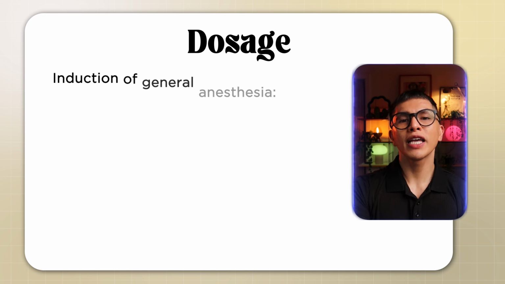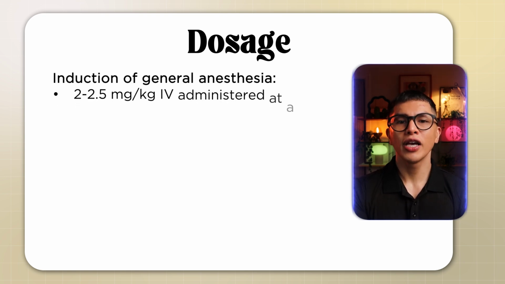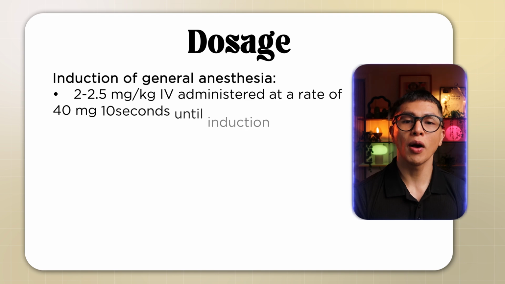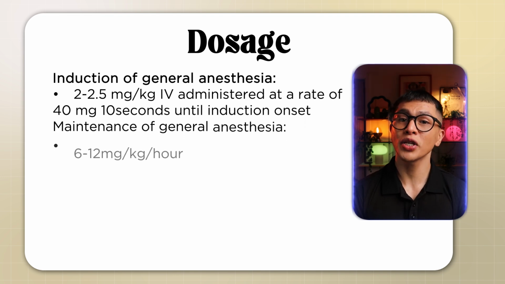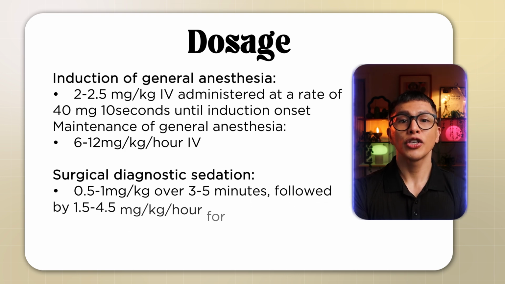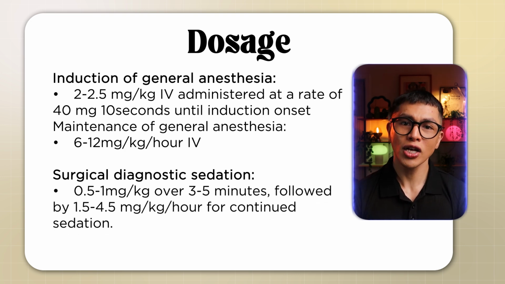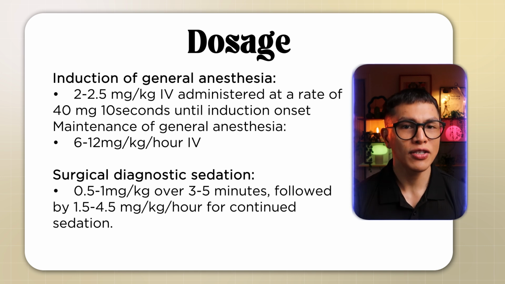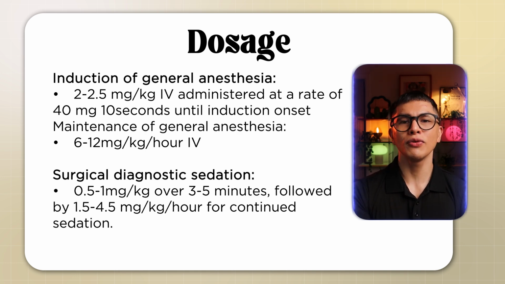I separate this into a few different parts in terms of how Propofol is being used, so please be mindful, okay? In terms of induction of general anesthesia, you can give Propofol 2 to 2.5 milligrams per kilogram IV, administered at a rate of 40 milligrams every 10 seconds until induction onset. Maintenance of general anesthesia, that's another use. We have 6 to 12 milligrams per kilogram per hour IV.